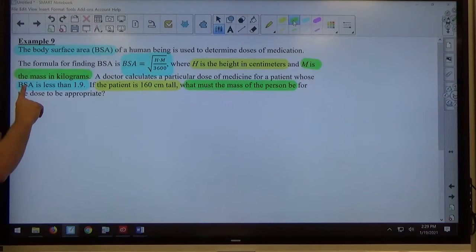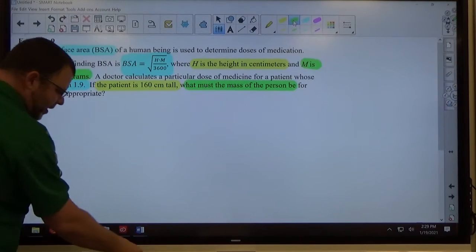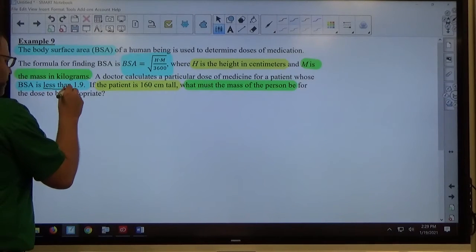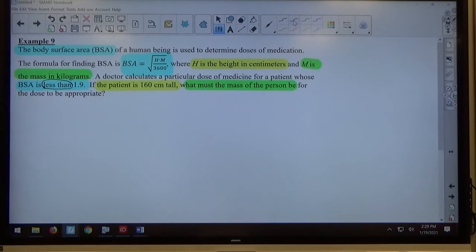Now it says the BSA is less than 1.9. Just for the sake of making this problem easier to deal with, let's pretend it says it's equal to. We'll deal with the less than in a minute. So this patient's BSA is less than 1.9, but we'll just pretend it's equal to 1.9.